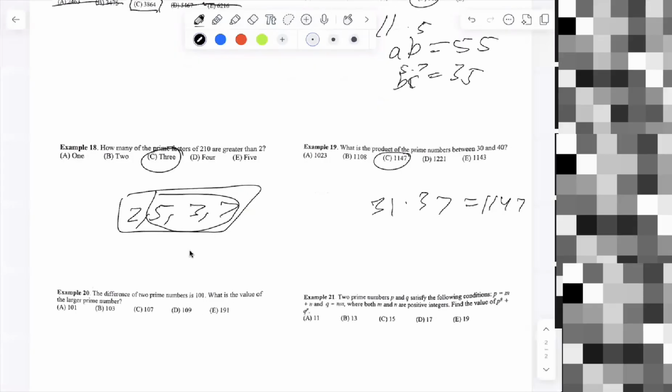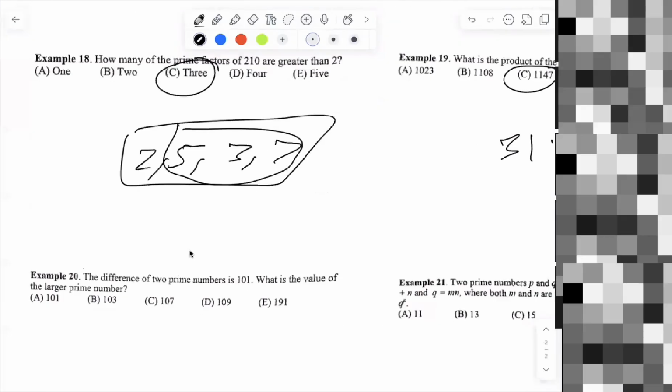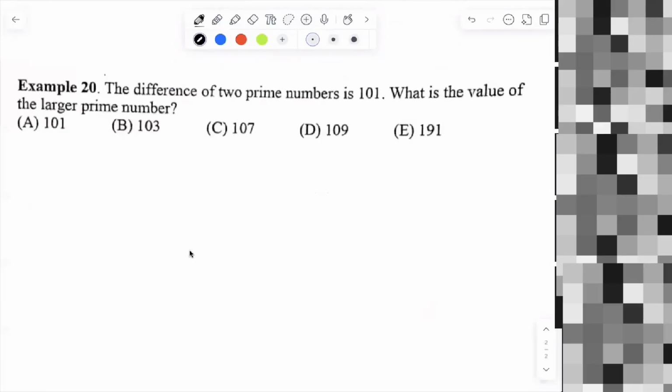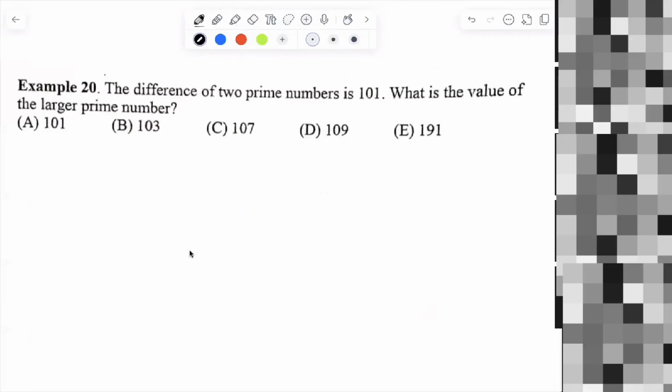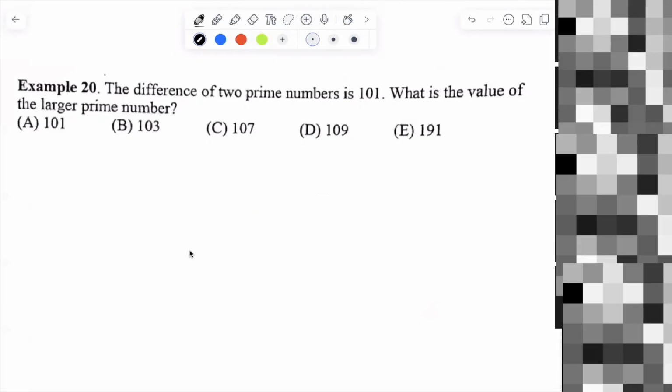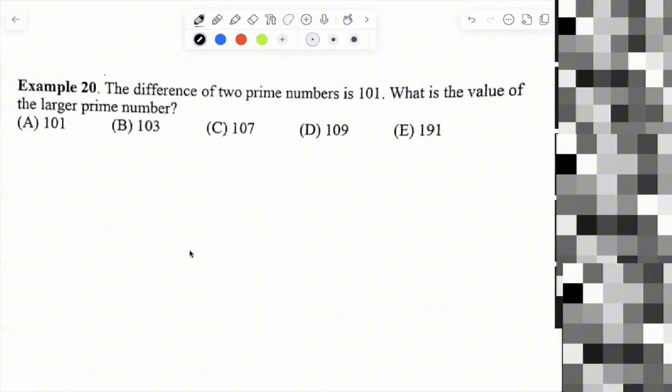Now let's move on to example 20. The difference between two prime numbers is 101. What is the value of the larger prime number? Try this question and tell me your answers in chat. And for a little hint, it's pretty straightforward.